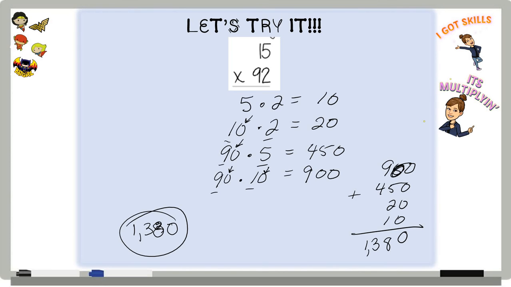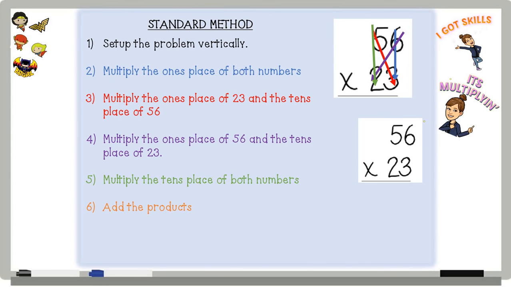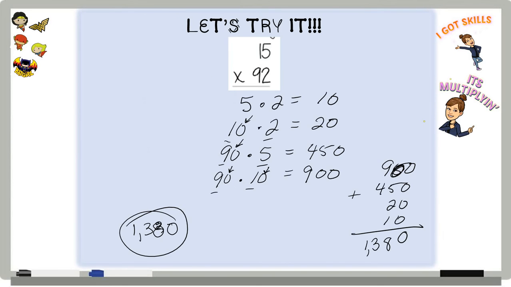The last method that I'm going to show you is the standard method. So this is the way that a lot of us will end up doing math when we write it down on paper, which is totally great. What's going to help you with this is understanding the partial products in the area model and understanding, like going back here and looking at this.